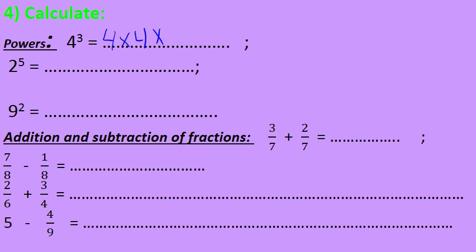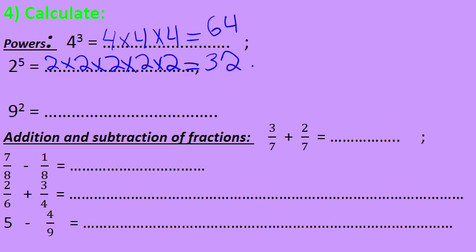4 times 4 times 4 is equal to? It is equal to, Yalinda? 64, because 4 times 4 is 16 and 16 times 4 is 64. Yes, Ali. 2 to the power 5 is equal to what, Ya Ali? 2 times 2 times 2 times 2 times 2. Yes. 2 times 2 is 4, 2 times 2 is 4, 4 times 4 is 16, 16 times 2 is 32. So the answer is 32.